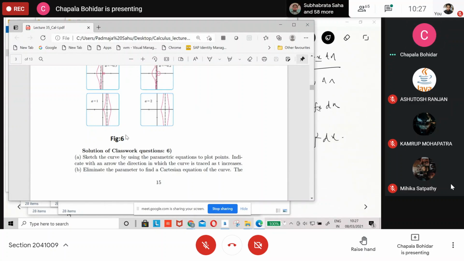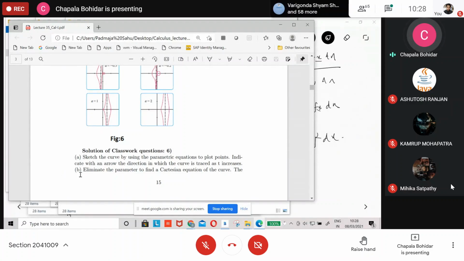Okay, over. Solution of classwork, question number 6. Sketch the curve by using the parametric equation to plot points. Indicate with an arrow the direction in which the curve is traced as t increases. For this question, you may not get to sketch the curve, but you may identify the curve. You can identify what type of curve it is.